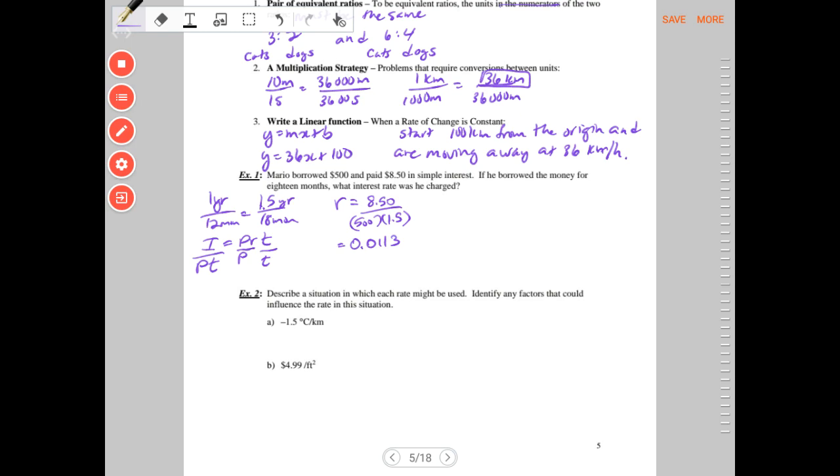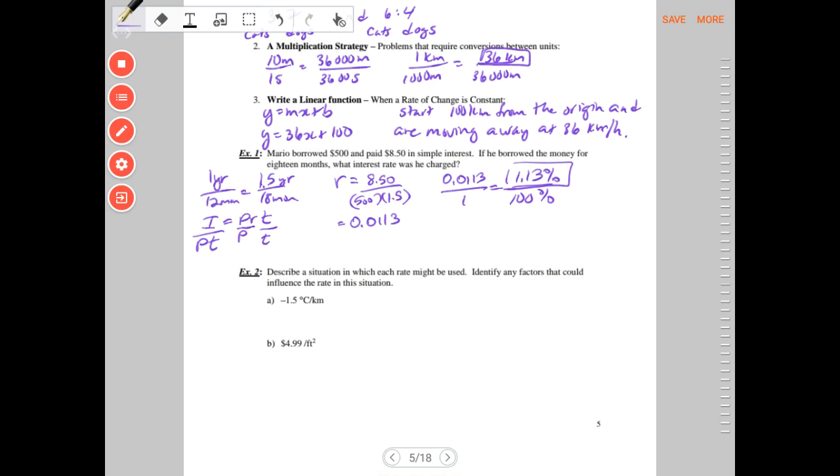Now, we always express rates in percents. So to change that into a percent, we would go 0.0113 out of 1 equals what out of 100%. So again, cross multiply, 100 times that divided by that is equal to 1.13%. And that was the rate at which he borrowed money. Pretty good interest rate if you ask me.